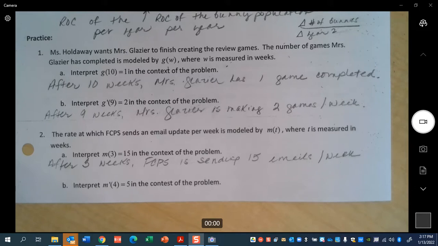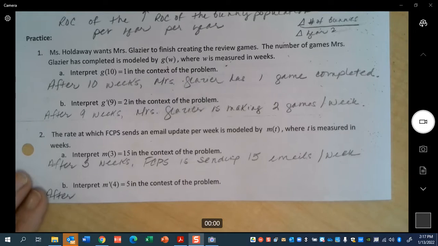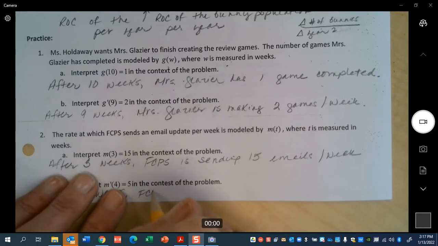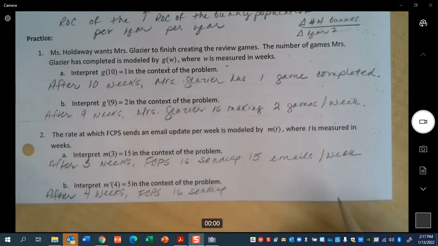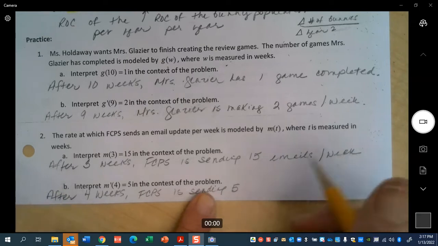This is an XY ordered pair. This is a rate of change. Okay, now I need the rate of change of my rate of change. Start with the after. What's the template? After how many weeks? 4 weeks. FCPS is sending what? Five.